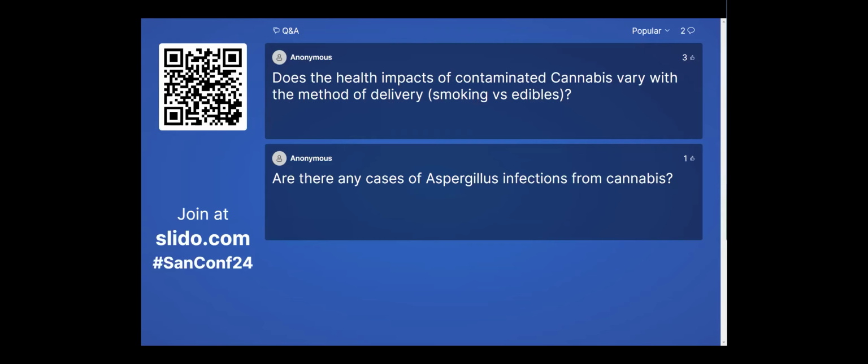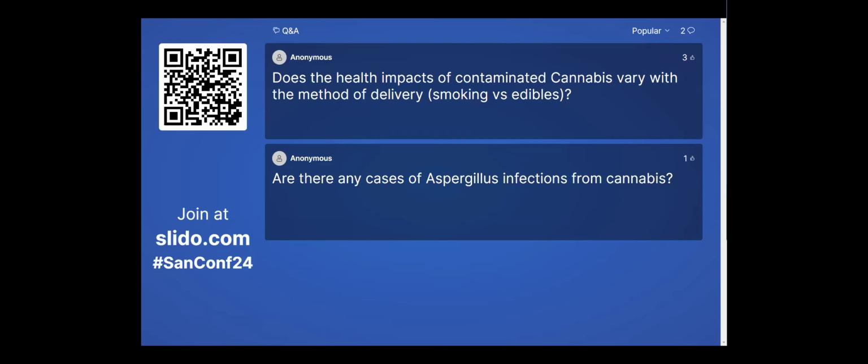The first question is: does the health impact of contaminated cannabis vary with method of delivery, like smoking, inhalation, or edibles? Yes. Regarding the method of delivery, at least for cannabis used for medical purposes, Health Canada's guideline generally does not recommend smoking as a method. The reason is that if the patient is sick, they might be immunocompromised, and taking cannabis in smoke, which is not sterile, can increase the risk of secondary infection.